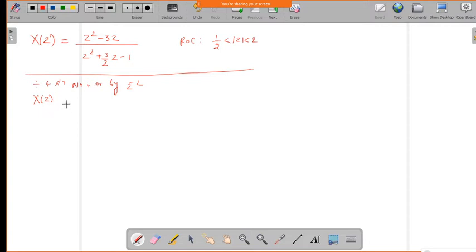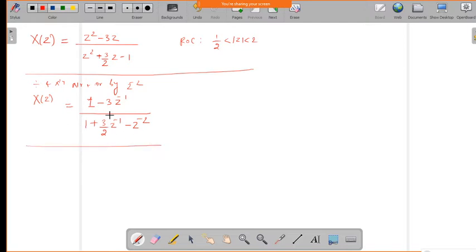Now if you do that, what will you get? X of z will be 1 minus 3 z inverse, because z power minus 2 and z power 2 cancel each other, divided by 1 plus 3 by 2 z inverse minus z power minus 2. This is the form we have already seen.